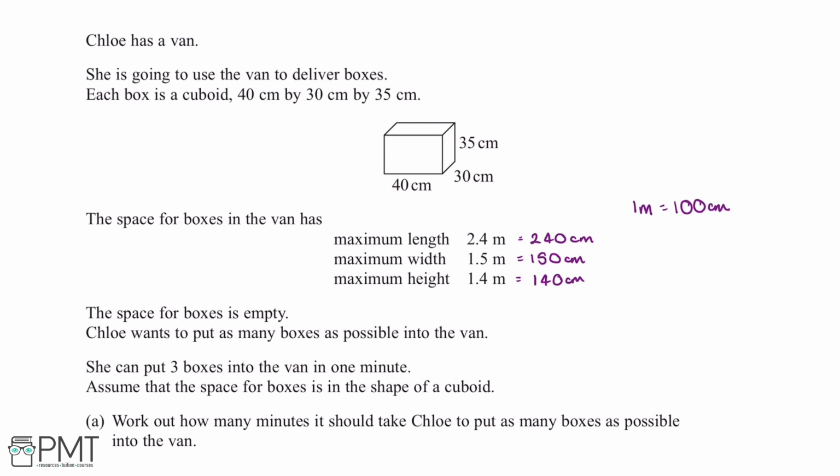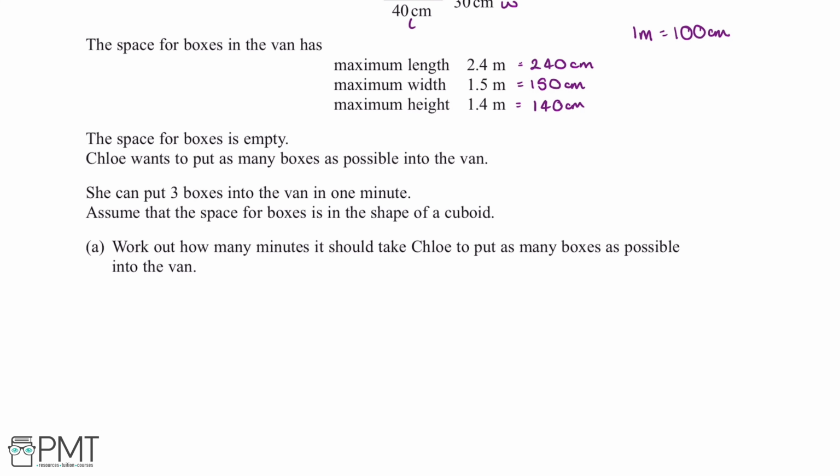In this cuboid, the side which is 40 centimetres is the length, 30 centimetres is the width, and 35 centimetres is the height. Now we want to work out how many boxes we can fit along the length of the van, along the width of the van, and up the height of the van. To do this, we divide the length of the van by the length of the box. 240 divided by 40 gives us 6, so 6 boxes will fit along the length of the van.